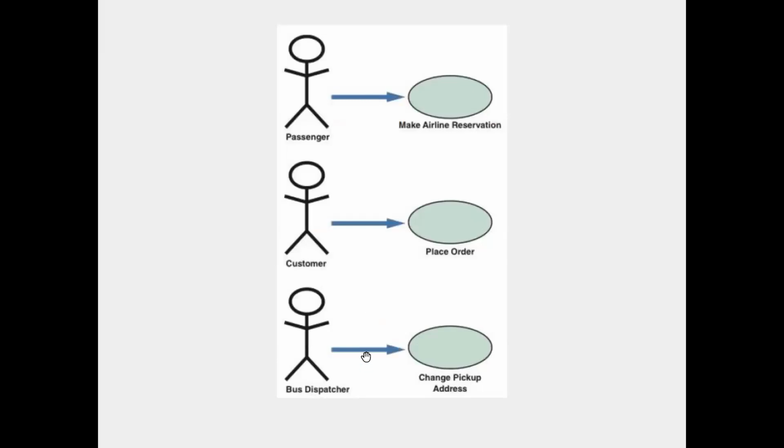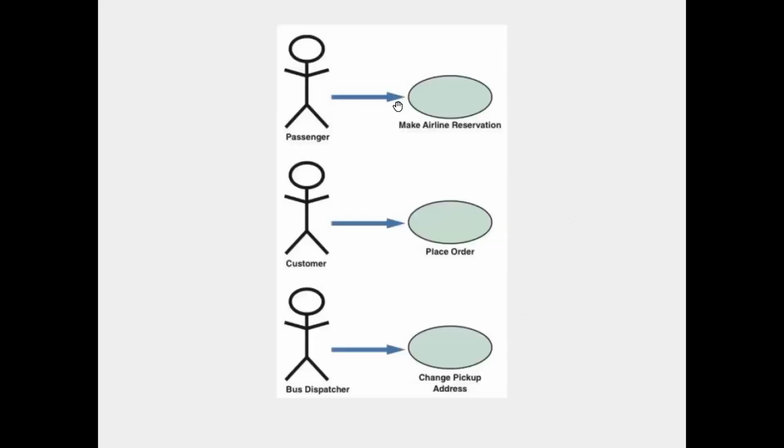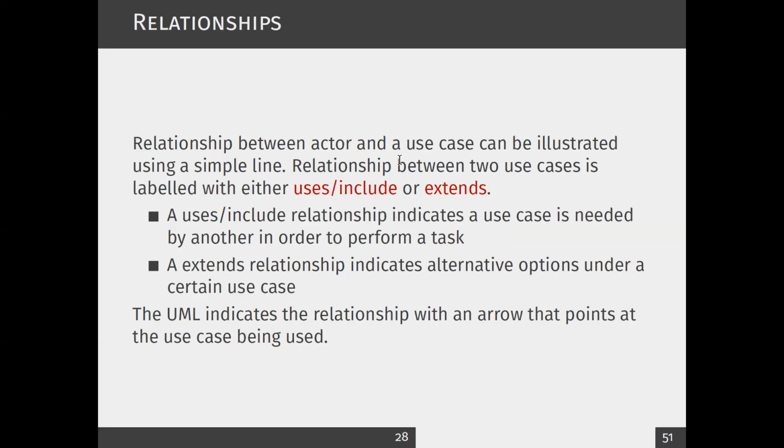So here are a couple more use cases. We have a passenger requesting to make an airline reservation, a customer requesting to place an order, and a bus dispatcher requesting to change a pickup address. Now, these are called general relationships, and there could be some very specific ones, for example, uses or include or extends.